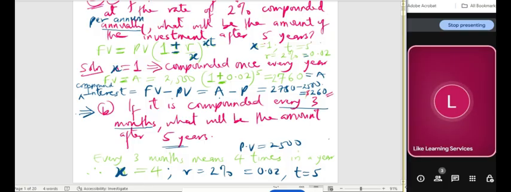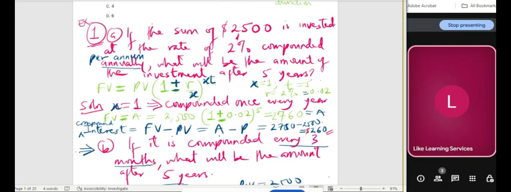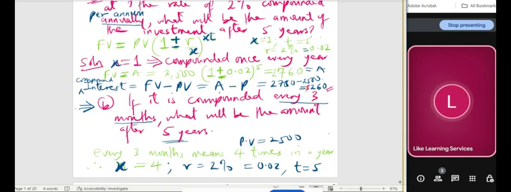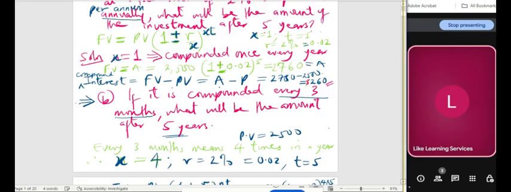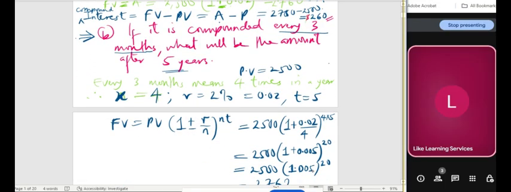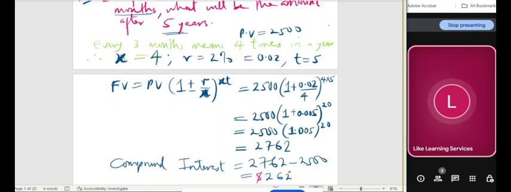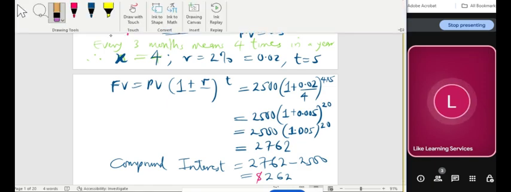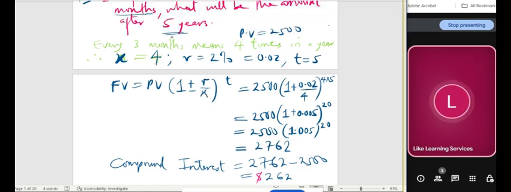Present value is 2,500 as given in the question. The rate is 2%, time is 5 years. Now x is 4. So we apply: future value is present value, 1 plus or minus r over x, raised to xt. And you will see that it is slightly bigger. It is usually slightly bigger if it is done that way. The first time we got 260, but this one we're getting 262.